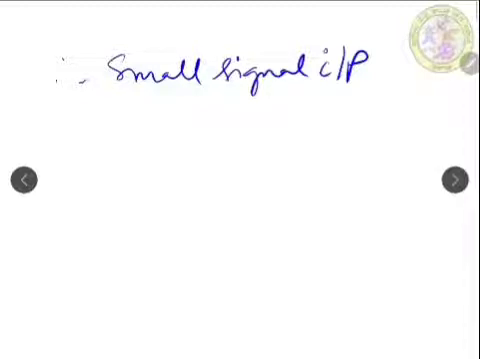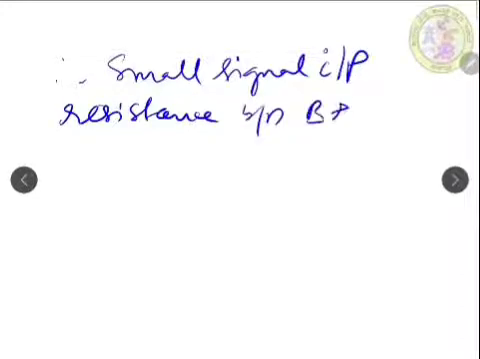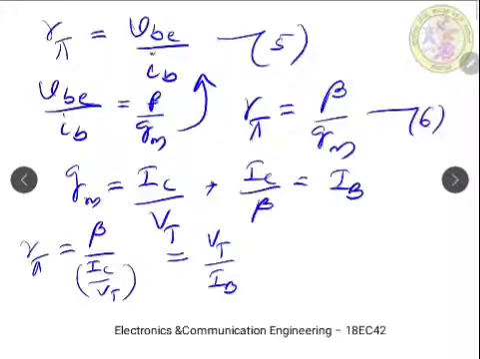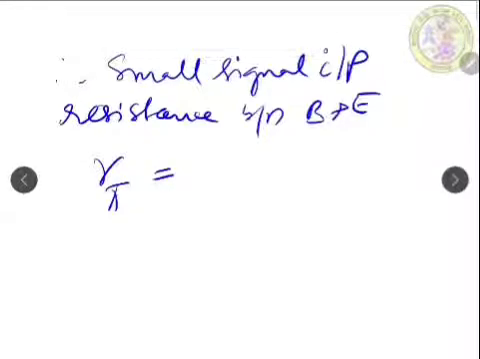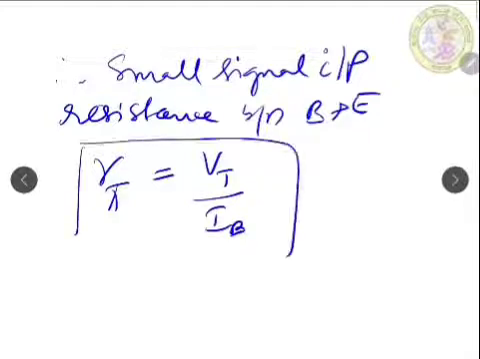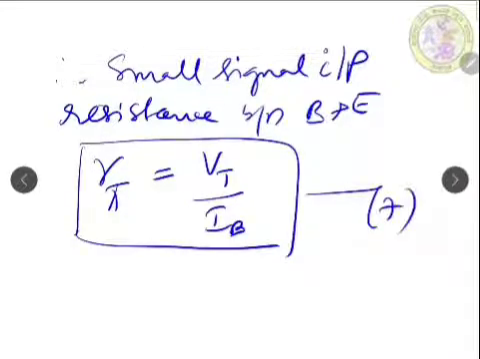Small signal input resistance between base and emitter is given by r pi. So r pi is equal to beta by gm, and since gm is IC by VT, r pi is equal to beta VT divided by IC. Take it as equation 7.